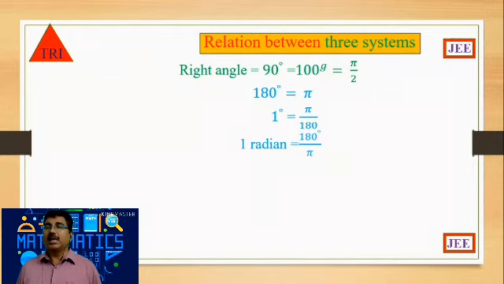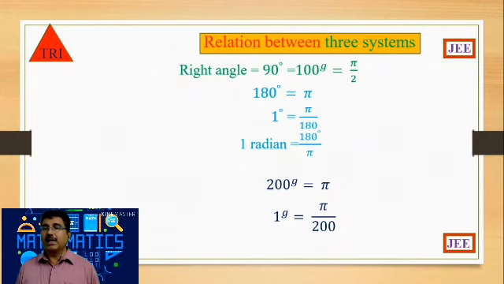Now, a relation between grade measure and radian measure. In this, 200 grades equal pi radians. 1 grade is equal to pi by 200 radians. 1 radian is equal to 200 by pi grades.